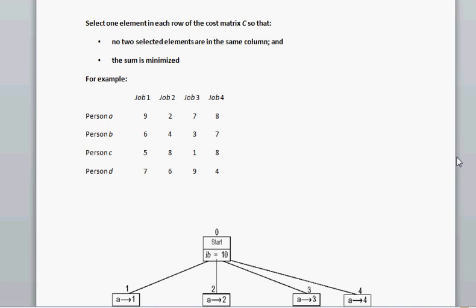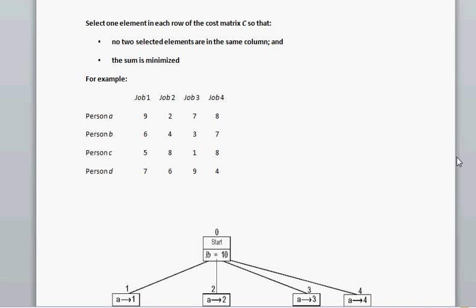You'll be given a list of people called person A, person B, person C, person D till person N, and n number of jobs. So there'll be n number of people and n number of jobs, and the cost of each job for that particular person is given in this table. Example, here person A, if he does job 1, it'll cost him 9 units. If he does job 2, 2 units, and so on.